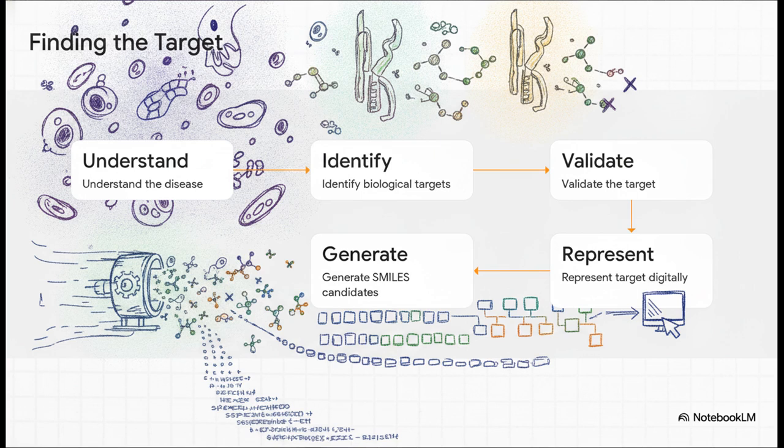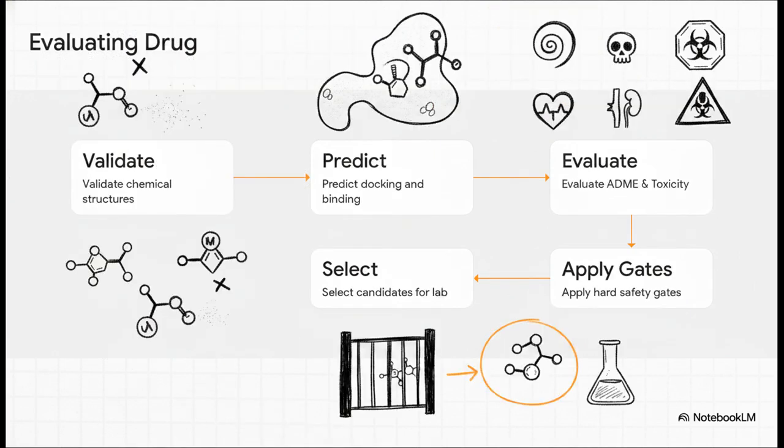The AI generates hundreds, thousands, or even millions of totally new candidate molecules, spitting them out as those text-based SMILES strings we talked about. Next, the pipeline shifts entirely to evaluation. The AI instantly throws out chemically impossible structures. Chemical validation? Check. For the valid ones, it predicts their 3D docking poses, basically guessing how they might fit into the protein. Then it evaluates the ADME properties to see if the human body can actually process them and predicts toxicity. It applies hard gates, which means automatically rejecting anything with high risks like HERG heart toxicity, before finally selecting the very best candidates to be sent off to a real-world lab.